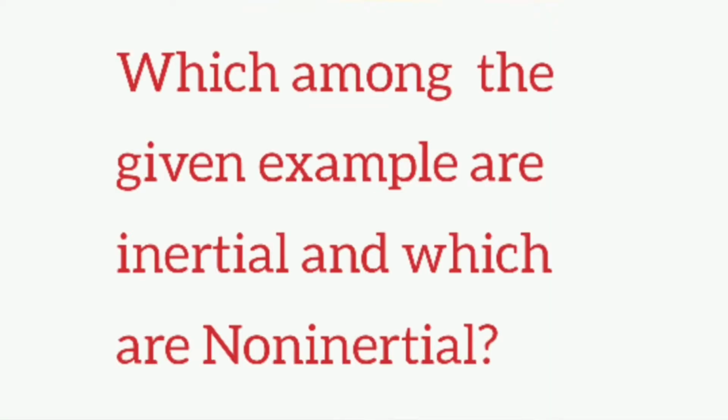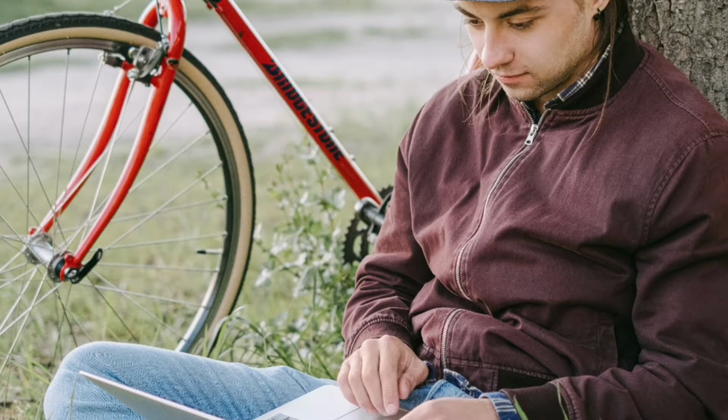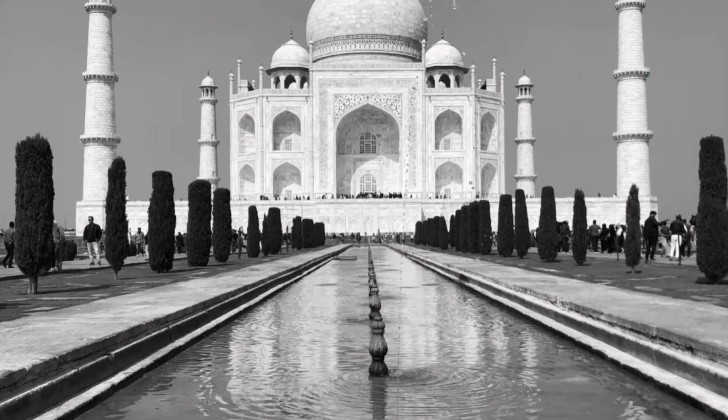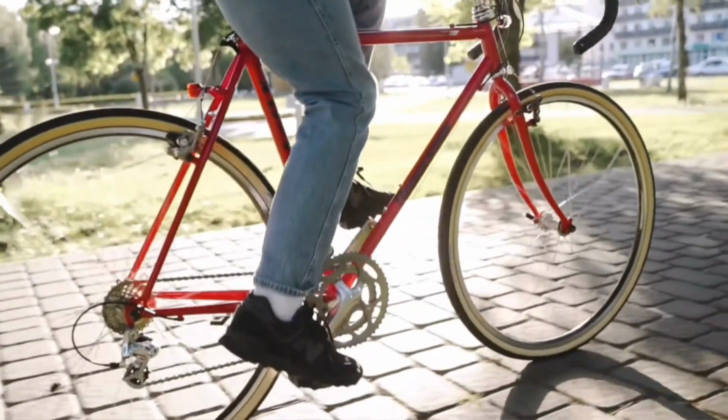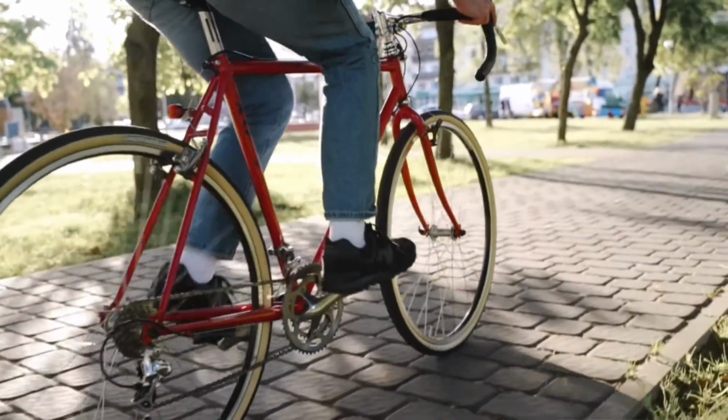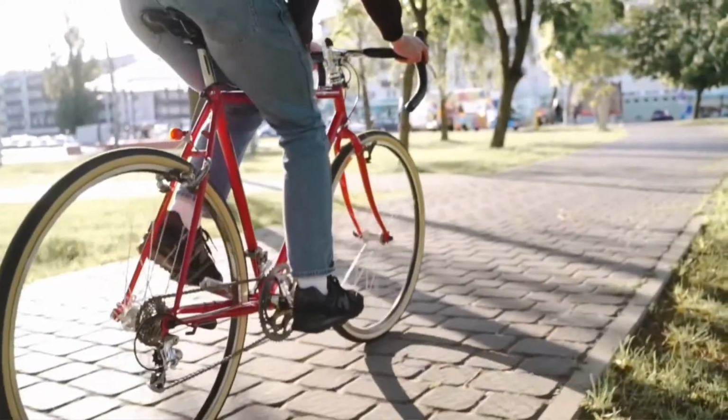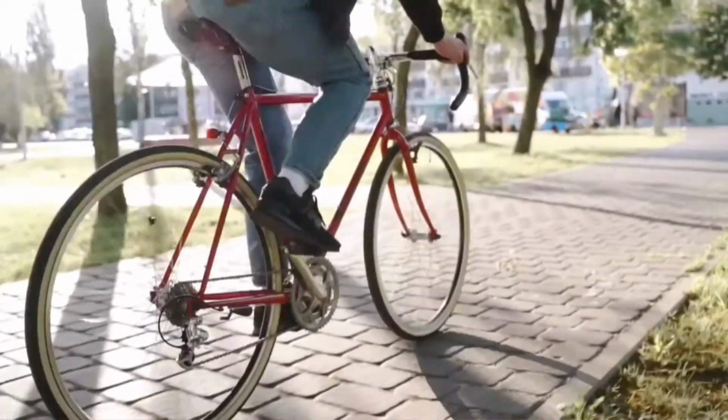But can we say which among the given examples are inertial and which are non-inertial reference frames? The answer is all objects at rest are inertial reference frames, as by definition Newton's laws are applicable here. These are you sitting at rest, the Eiffel Tower, Taj Mahal, etc. But what about your friend who is riding a cycle in front of you? The answer is it may be either an inertial or non-inertial reference frame.